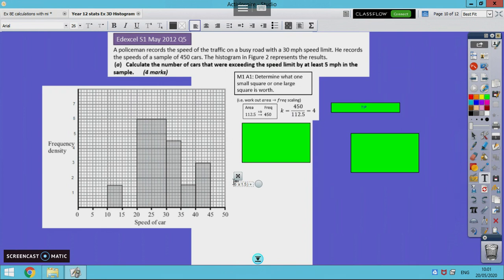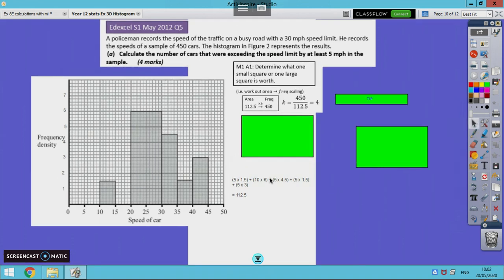Add. There's nothing between 15 and 20. So 20 to 30 is a gap of 10, multiplied by the height, which is 6. Add 30 to 35, a gap of 5, so multiply that by 4.5. Add 35 to 40, a gap of 5, multiplied by 1.5 because that's the height, and then add the last one, which is again a gap of 5 multiplied by 3. If we add that all up, we get 112.5. So that's the area of the histogram.